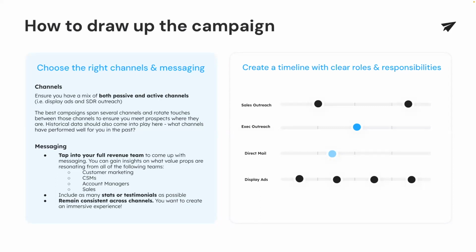After you've chosen your channels and your messaging, you want to create a timeline with clear roles and responsibilities. So you might decide you want sales outreach at the beginning of the campaign, and then maybe halfway through, you want someone from your exec team to reach out. You're going to send a direct mail piece in week 2 of your campaign, and you're going to be serving display ads all throughout. You really want to map this out so that everyone knows when each element of your campaign is happening.